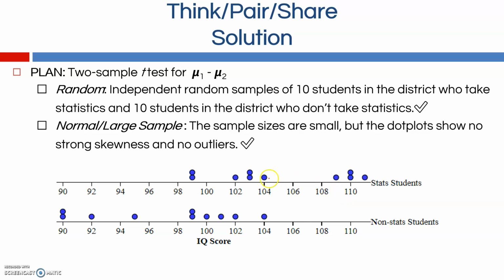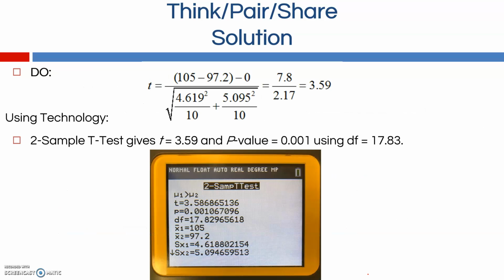And when you go on Statplet and type this in, which I will show you in just a moment, you're going to notice nothing unusual about the graphs. There are no outliers, nor is there any strong skewness. So we pass both of these conditions here, and we're ready to move on.